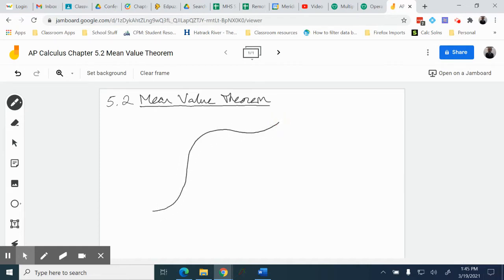Here is some function, and here is a point where x is equal to a, and here is another point where x is equal to b, and the function is f of x. So then obviously this y value is f of a, this y value is f of b, and I can draw a secant line through these 2 points. This is called a secant line, any line that cuts 2 points on a curve.